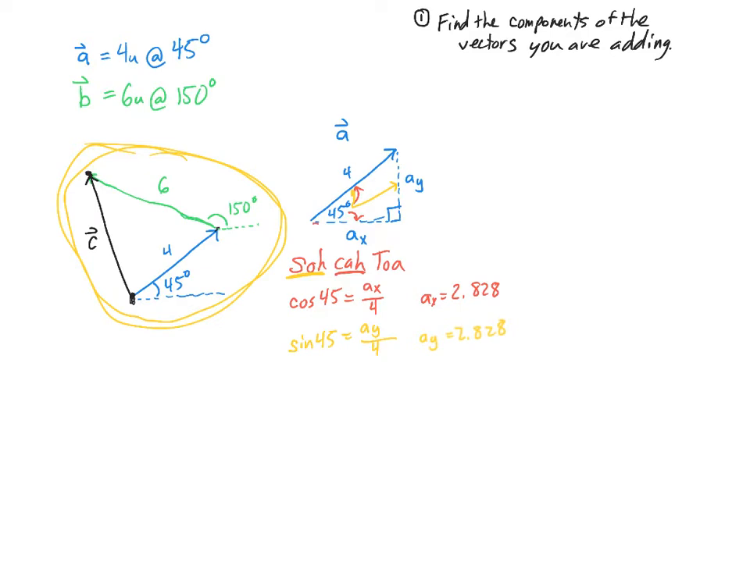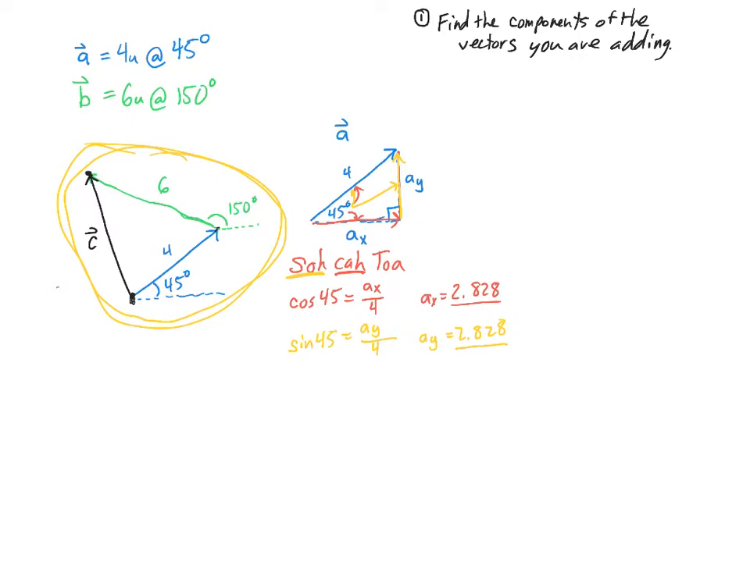Now, the nice thing here is that I can see that my horizontal vector went to the right. That was positive. It gave me a positive answer. And then my vertical vector there, the AY, went up. Sorry, that was supposed to be yellow there. Went up. And so that was also positive 2.828. All right, so now I've done vector A. I'm going to do exactly the same thing now with vector B. This is still finding the components of the vectors I'm adding.